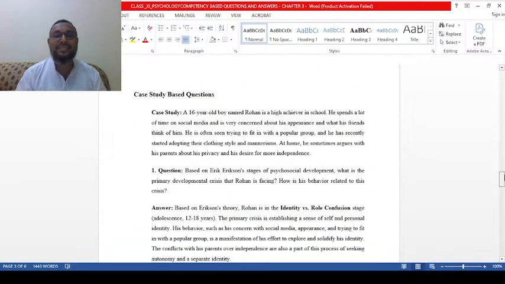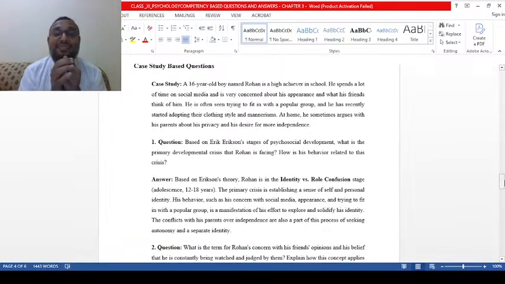Now we have the case studies. You see, small case studies. A 16-year-old boy named Rohan is a high achiever in school. He spends a lot of time on social media and is very concerned about his appearance and what his friends think of him. He is often seen trying to fit in with a popular group, and he has recently started adopting their clothing style and mannerisms. At home, he sometimes argues with his parents about his privacy and his desire for more independence. So which stage is it actually, see?